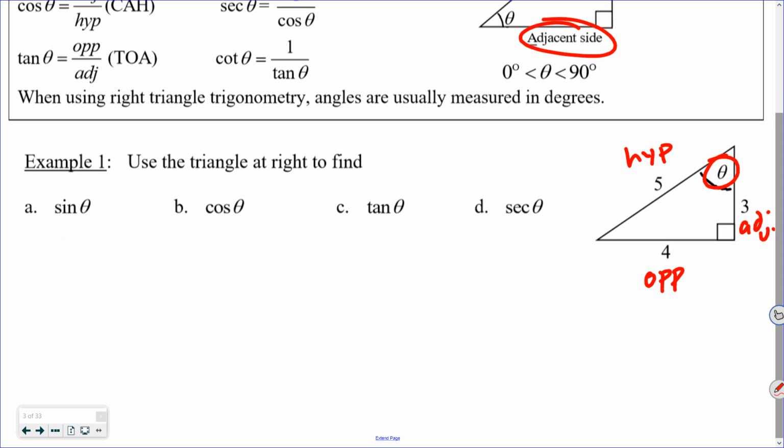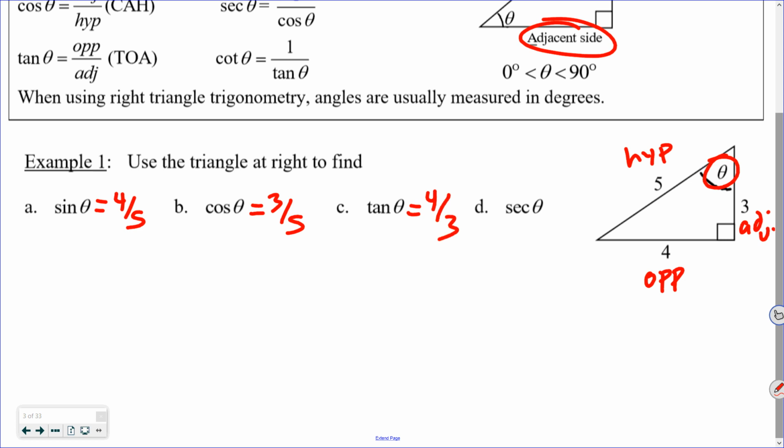Okay, so sine. Sine is opposite over hypotenuse. The opposite is 4, the hypotenuse is 5. So that ratio of the two sides is 4 to 5. Cosine is adjacent over hypotenuse, so the adjacent is 3, hypotenuse is 5. Tangent is opposite over adjacent, so the opposite side is 4 to 3.